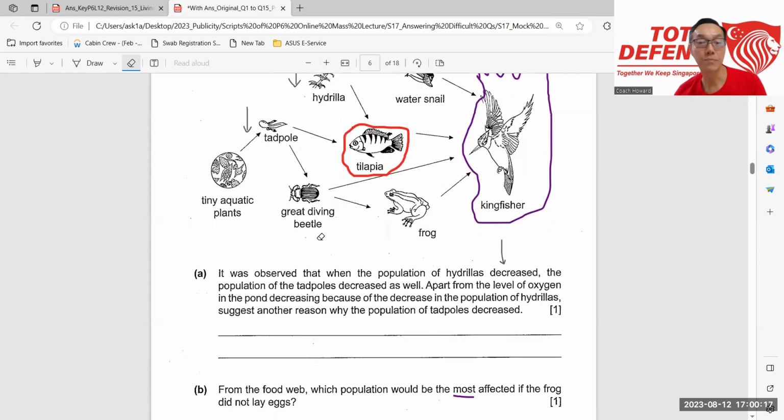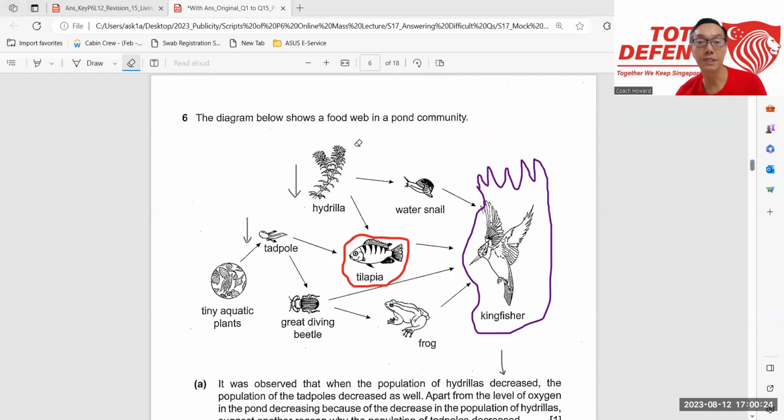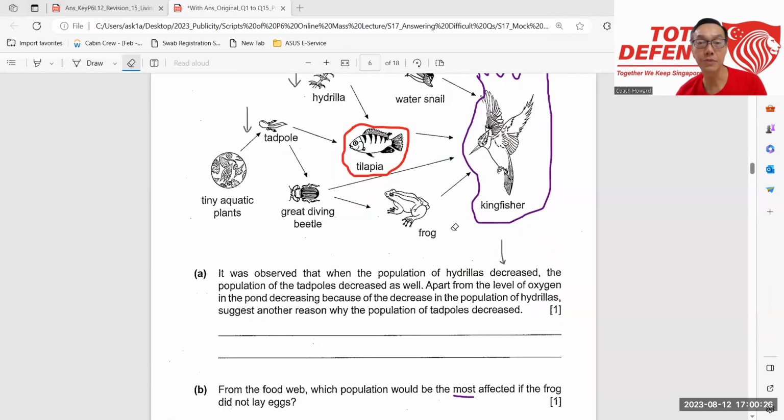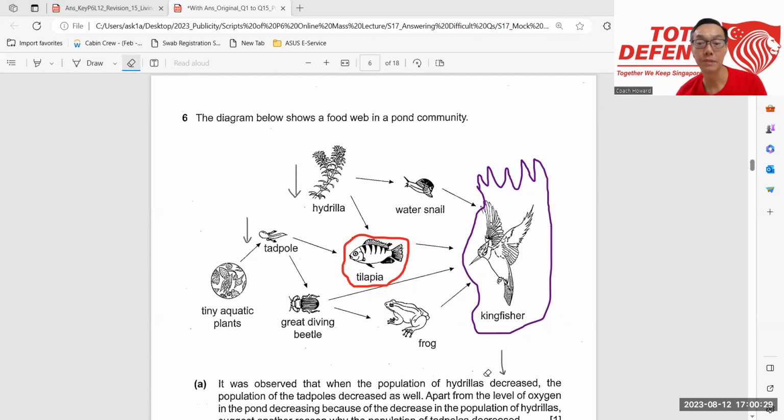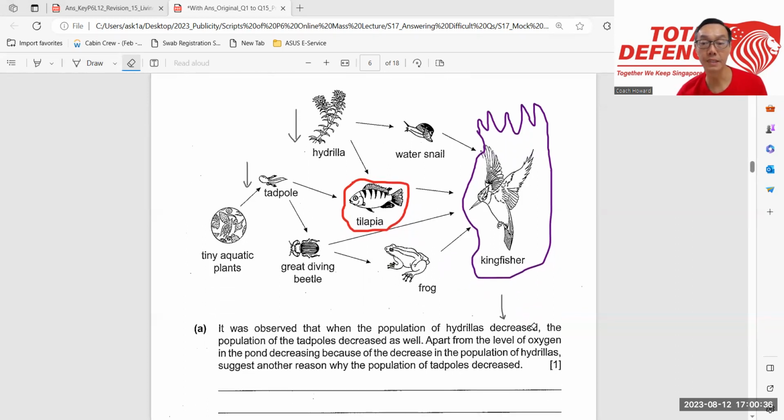Okay, so you see that it was observed that when the population of hydrilla, an aquatic plant, decreases, I want you to annotate, put the arrow down, decrease. The population of tadpole decreases as well. So the population of tadpole drops. Apart from the level of oxygen in the pond decreasing because of the decrease in population of hydrilla, suggest another reason why the population of tadpole decreases.